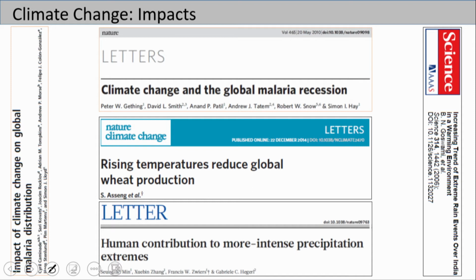Look at some of these papers, where I have taken a few titles, like climate change and the global malaria recession. I hope all of you know about malaria. It's a very deadly disease which happens if you are bitten by a mosquito. So there seems to be a link between climate change and the spread of this disease. Not only that, the food grains, we eat chapatis that are made of wheat or even rice. That food grain production is severely affected by climate change. The extreme events, like the one I gave you an example about, the Kerala flood, seem to be increasing because of this climate change.